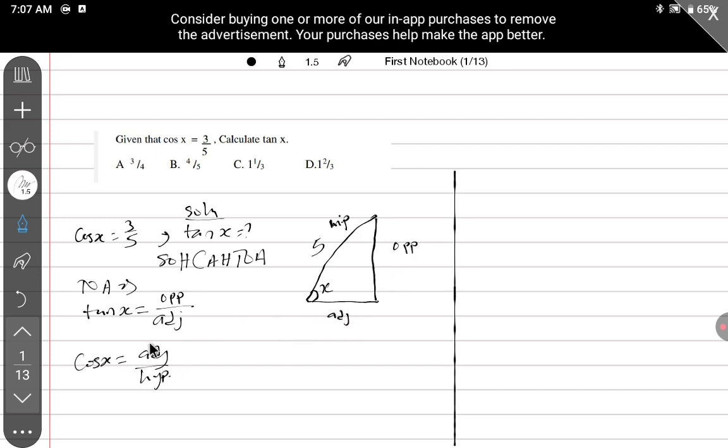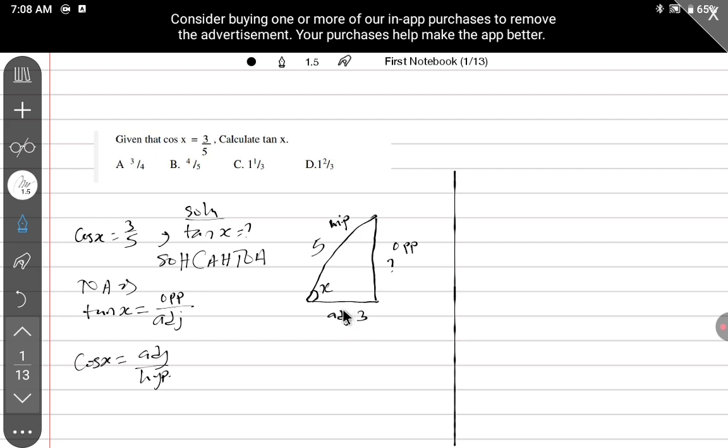Now in the question, we are given that cos is 3 over 5. Therefore, the adjacent is equal to 3, and the hypotenuse is equal to 5. That is why I write it here as 5. Now we're going to find tan, and tan is equal to opposite over adjacent. The opposite here is not given, so we'll look for the opposite first, and the adjacent is given as 3. Do you understand? Now, how do we get it? This is where you apply Pythagoras theorem.